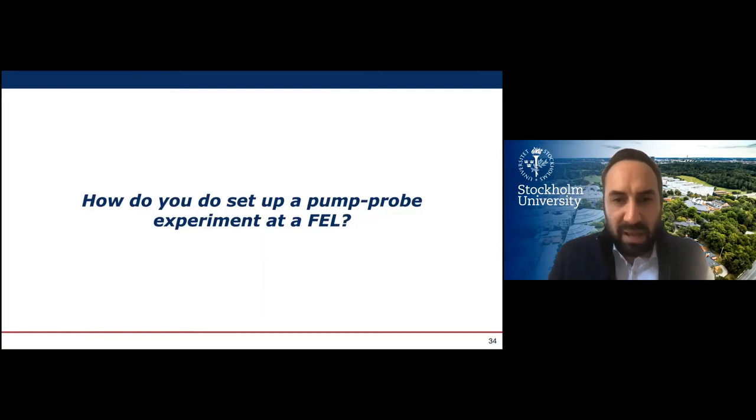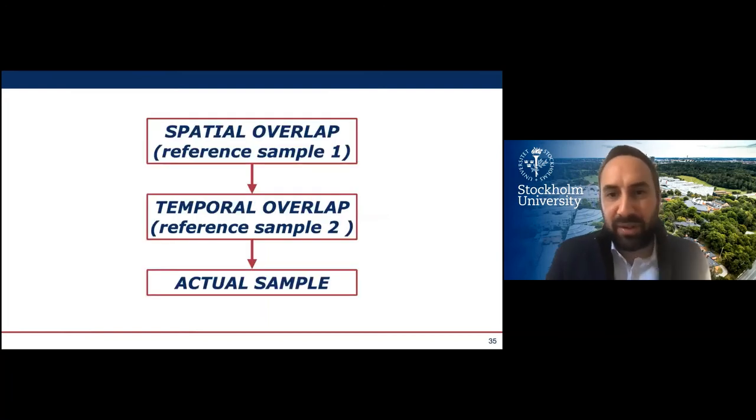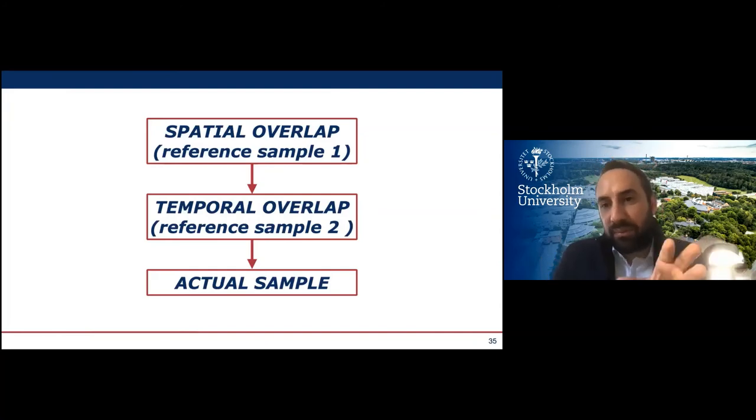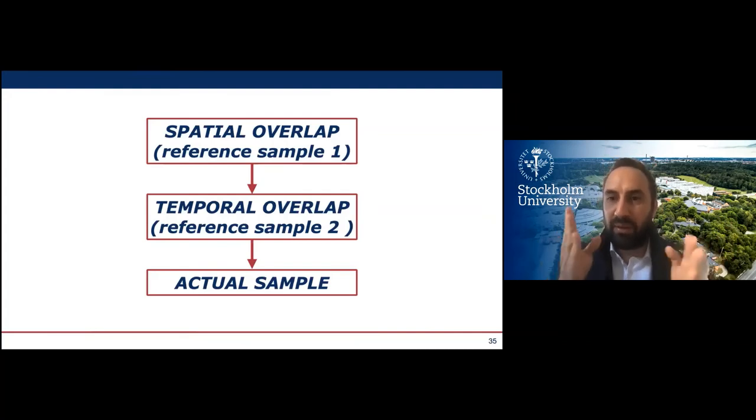And let's see if maybe I can show you this. Basically, it's similar to a laser tabletop experiment. You need to find spatial overlap and temporal overlap on reference samples, and then you go to your actual sample. This is not something you do at a synchrotron most of the time, because typically you only use one beam. But when you have two beams, you need to align them in space and in time. We're getting better at this, but this is sometimes what takes a lot of time in a new experiment.